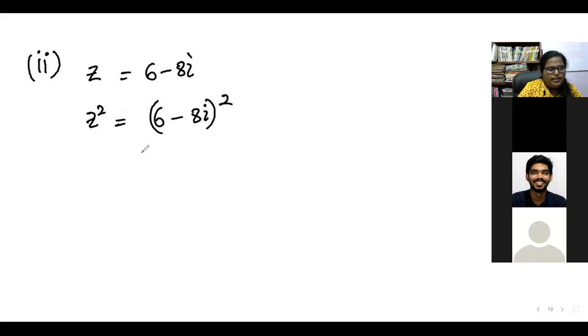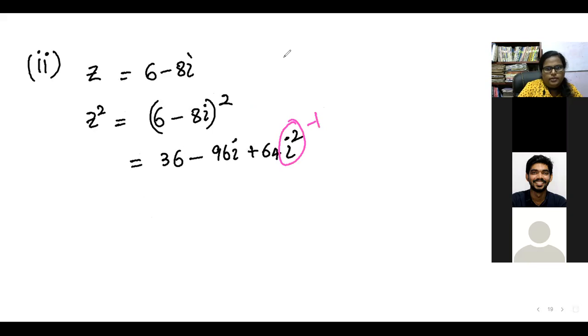So you can get the result by expanding this binomial. It is 36 minus, you have to take twice the multiplication of these two terms, 96i, plus 64i squared. So instead of this i squared, we can use minus 1.